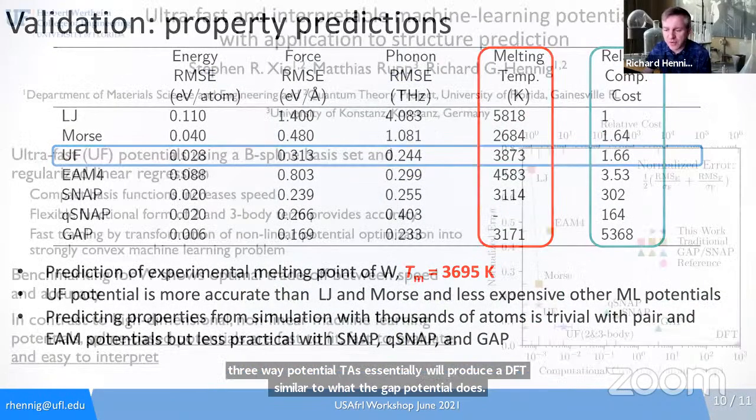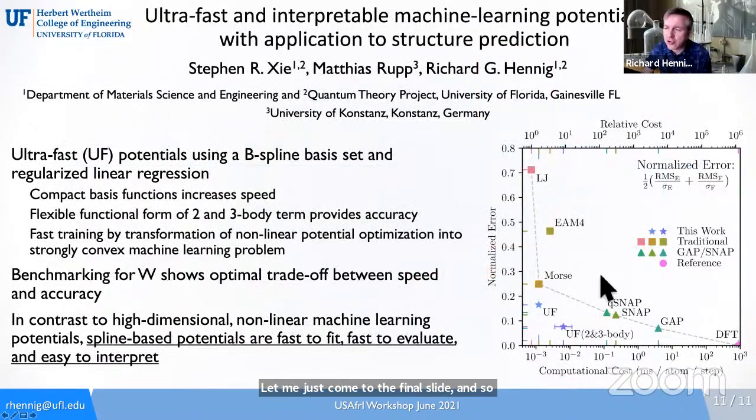Let me just come to the final slide. And so what I hope I've shown you is that you can develop machine learning potentials which are physically interpretable as two-body and three-body terms. And you can actually look at their functional form, which are much more accurate than empirical potentials, but maintain their speed advantage and are comparable to complex many-body machine learning potentials at a faster speed, similar accuracy. Thank you very much.